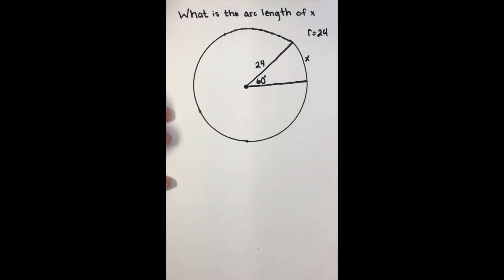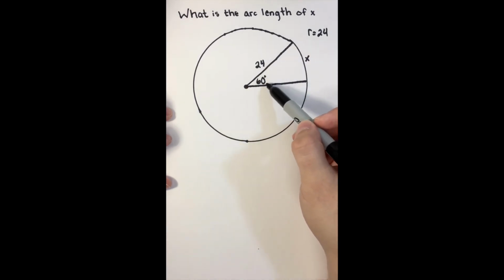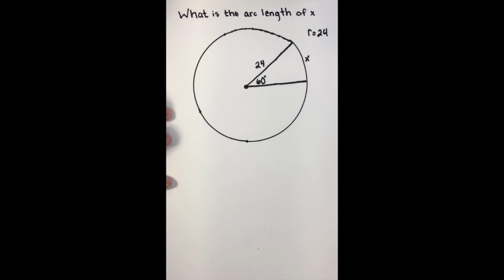Okay, let's take a look at this problem right here. It involves a little bit of geometry. So it says, what is the arc length of x? And it gives you this little circle right here, and it gives you the radius equals 24, and it gives you this little degree measure, which is 60.